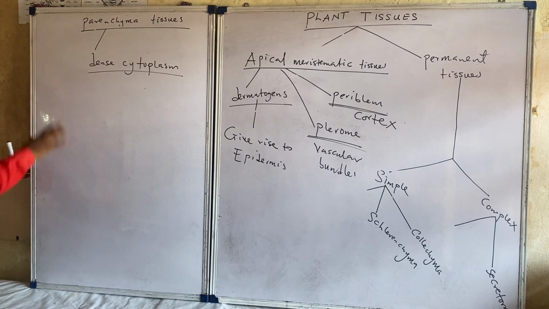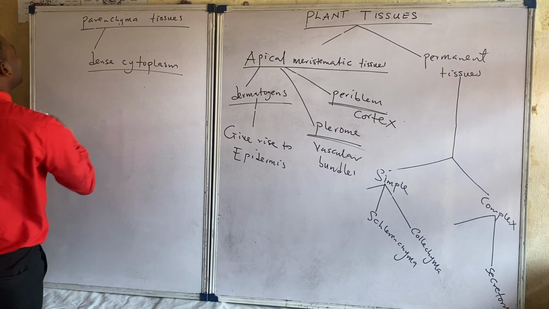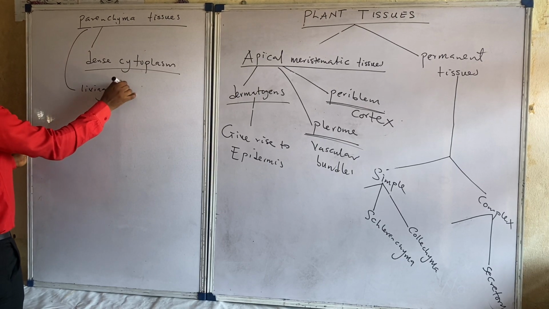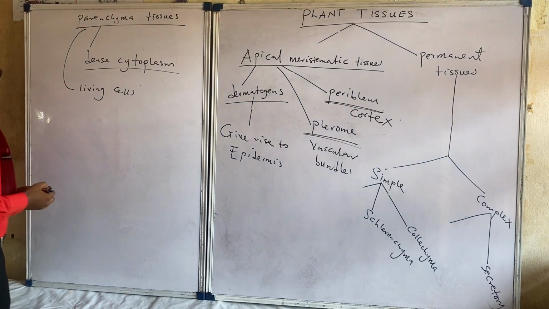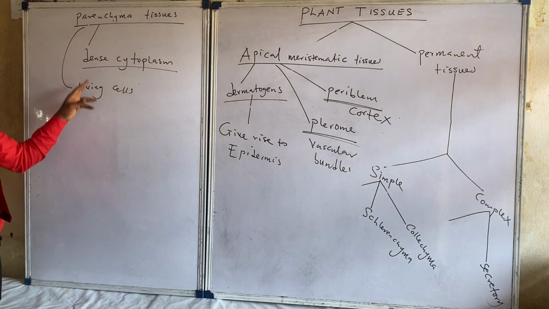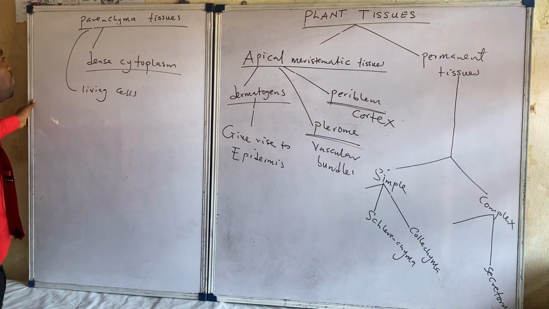Dense cytoplasm is not all. It is important to state that these cells are living cells. They are made up of what now? Living cells. They are not dead. Parenchyma is made up of living cells, and it has dense cytoplasm.